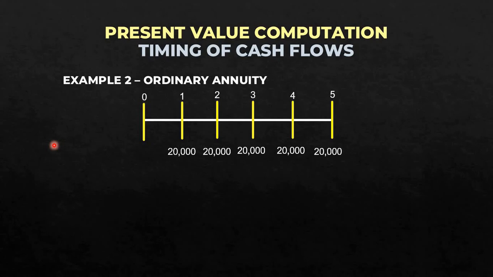Since sa example number one, isa lang yung future cash flow natin, so isang beses lang natin siya ginawa. Pero dito, since meron tayong limang future cash flows, i-apply natin yung procedure na ginawa natin sa example number one, dito sa example number two, ng limang beses. So, gawin na natin. Unahin natin yung unang cash flow, which is yung pinakamalapit sa present date, which is yung unang 20,000 pesos. So, ganun pa rin ang formula natin, 1 plus i raised to negative n.